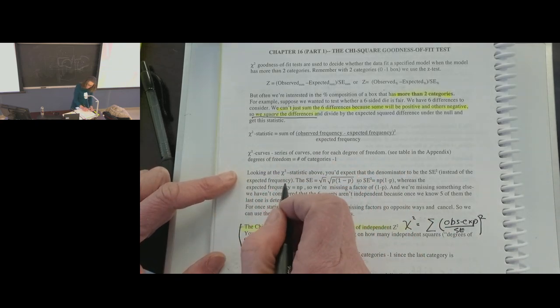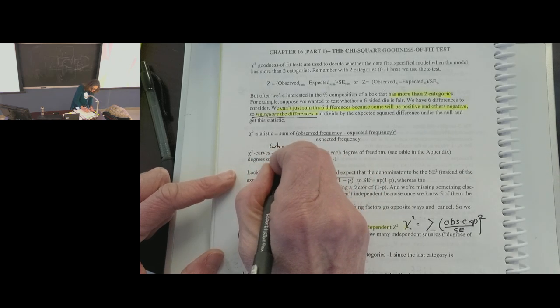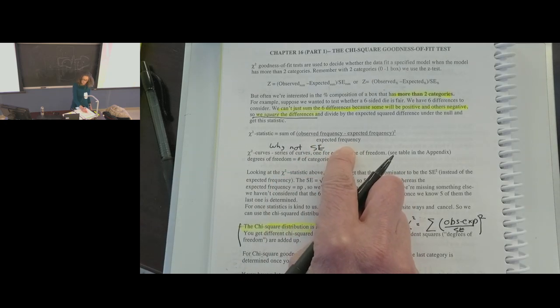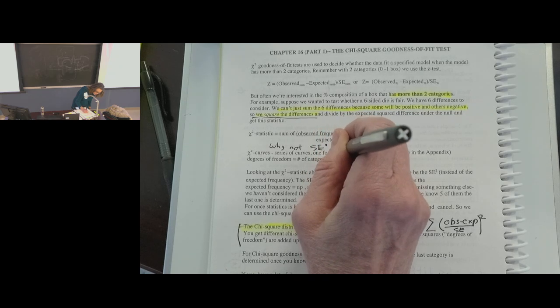So I can say, why not just look like a z? Why not SE here and then square it? Why not that? SE squared in denominator.